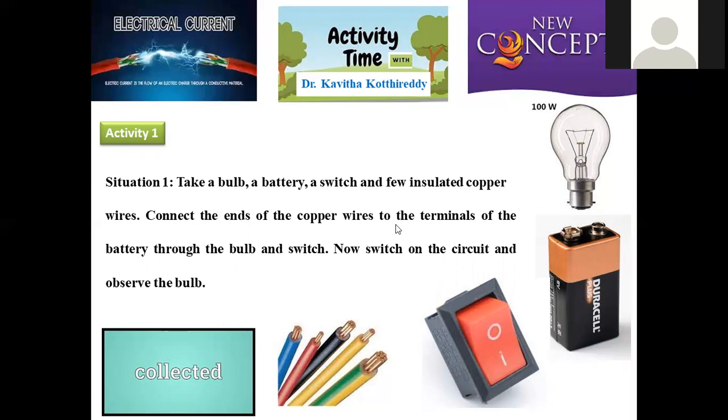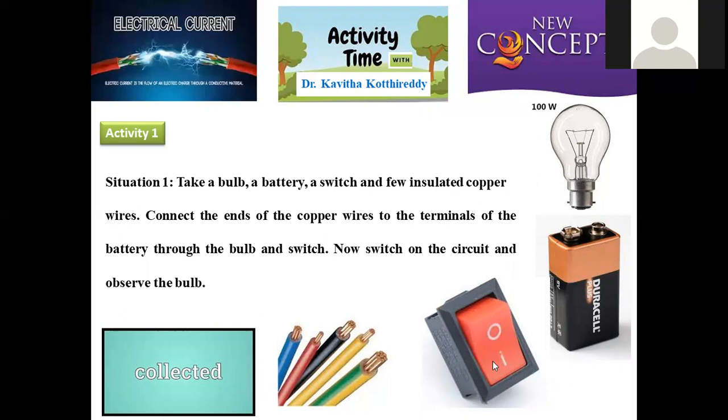I take a bulb and a battery, a switch, and a few insulated copper wires, all collected here. Then connect all the ends of the copper wires to the terminals of the battery through the bulb and switch. What we are doing is taking the battery, and these electrical wires are connected to its terminals, and the other ends of these copper wires are attached to the electrical bulb in between, in order to maintain the electrical flow. Here the switchboard is also inserted in between. Now switch on the circuit and observe the bulb.